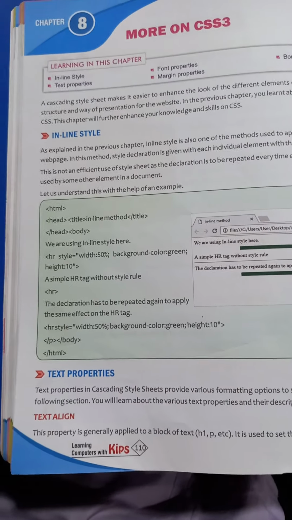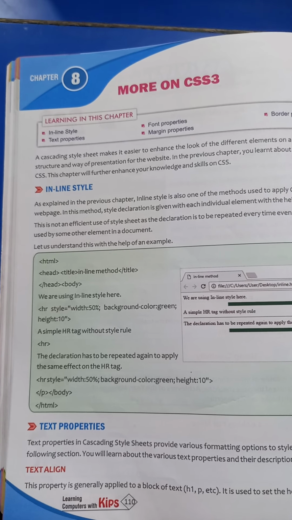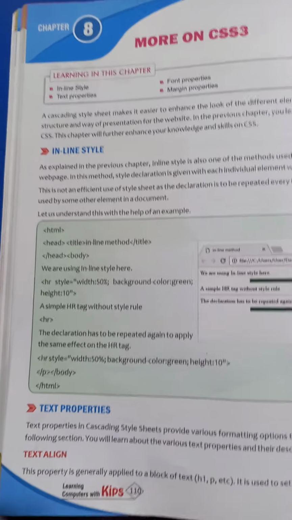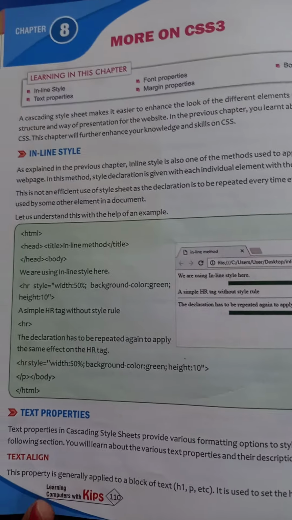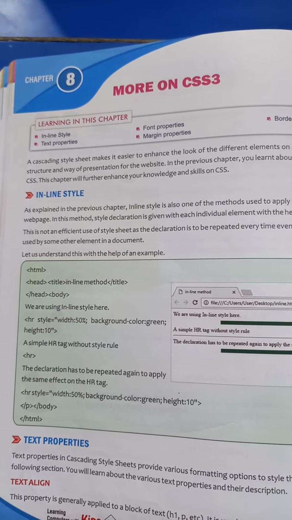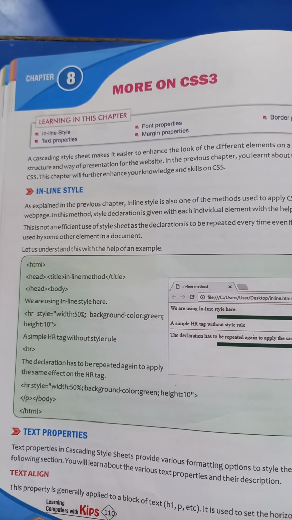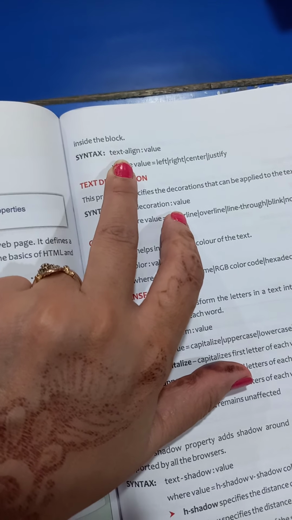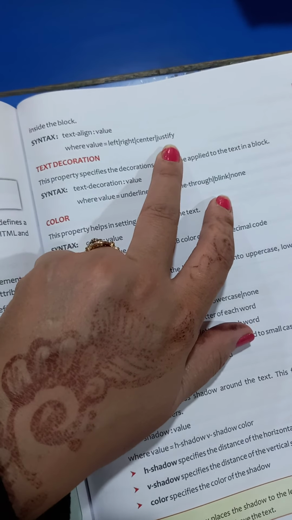Next, move to the text property. What is the text property? If you want to change the formatting of your text, these are the basic options that we can apply. First is text align. Text align means we can easily align the text content. We have four types of alignments here: left alignment, right alignment, center alignment, and justified alignment. As per the syntax, you write text align, then the value, where the value can be left, right, center, or justify.